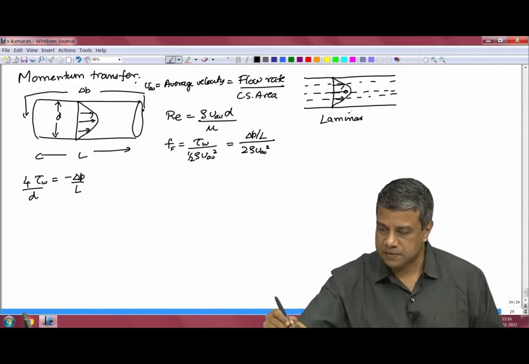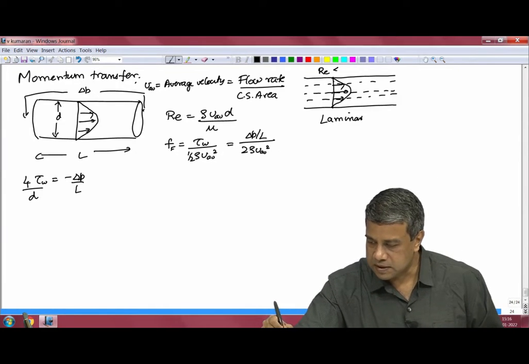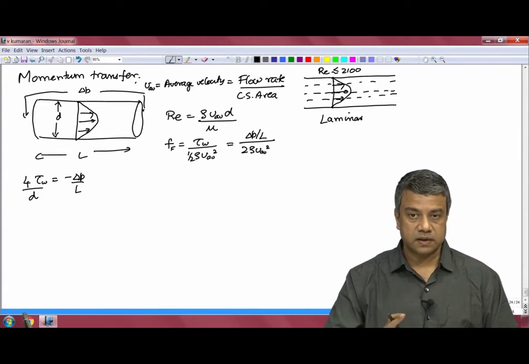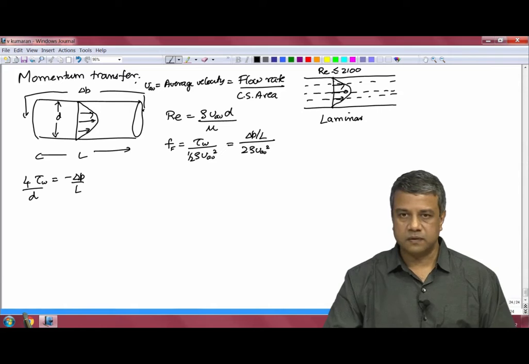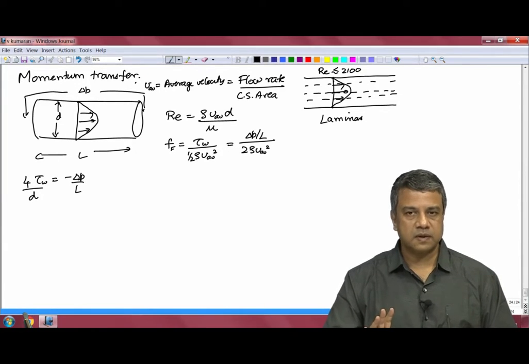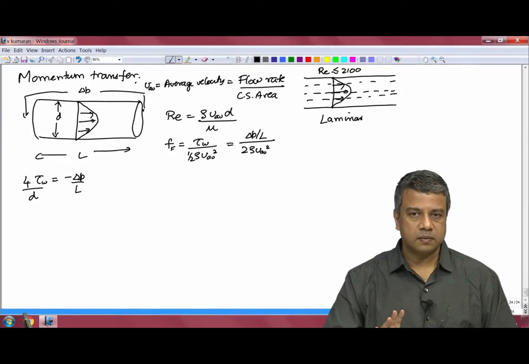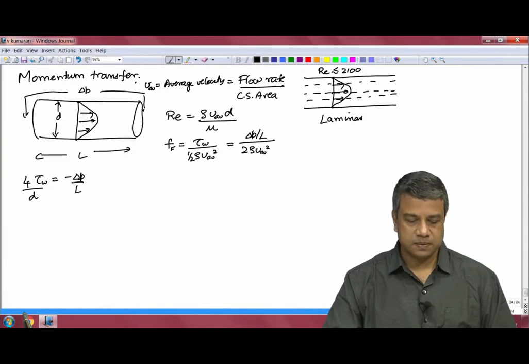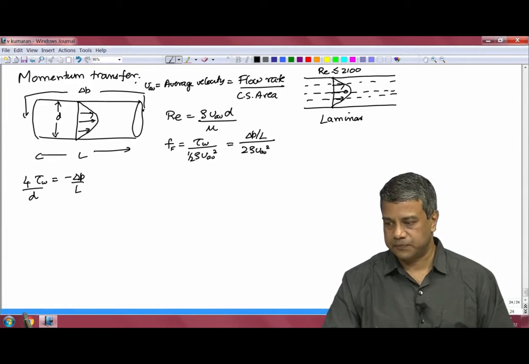This happens when the Reynolds number is less than approximately 2100. This number of 2100 is not a hard and fast rule. If you take care to damp out fluctuations in the inlet of the pipe, so that there are no disturbances, then you can maintain the flow at even a higher Reynolds number. But in normal situations where there are disturbances in normal equipment, this transition takes place at a Reynolds number of about 2100.